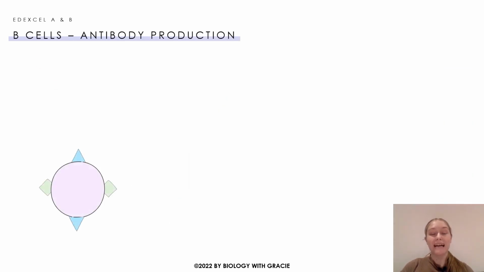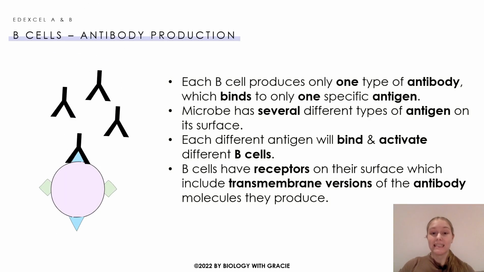In terms of antibody production, we know that B cells are our immune cells that produce antibodies, and each B cell actually produces only one type of antibody, as we said previously, which binds to only one specific antigen. So as we said before, a microbe could have several different types of antigen on its surface, but each different antigen will bind and activate different B cells. And B cells have receptors on their surface, which include transmembrane versions of the antibody molecules that they produce.